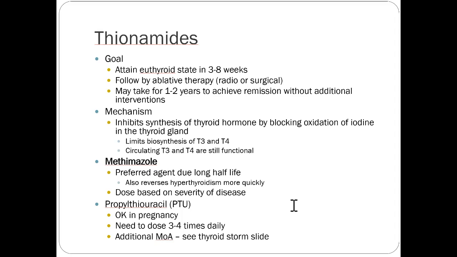So if you have a really high level, know that it's not going to come down. It's not an instant fix, is what I'm saying, because your body has to metabolize all that through its normal pathways. Methimazole is the most common agent. It's preferred because it's got a long half-life. It's relatively convenient. It also reverses hyperthyroidism more quickly than propylthiouracil or PTU. The only time you'd use PTU really is if the patient was pregnant. Otherwise, you use methimazole. But they work the same way.